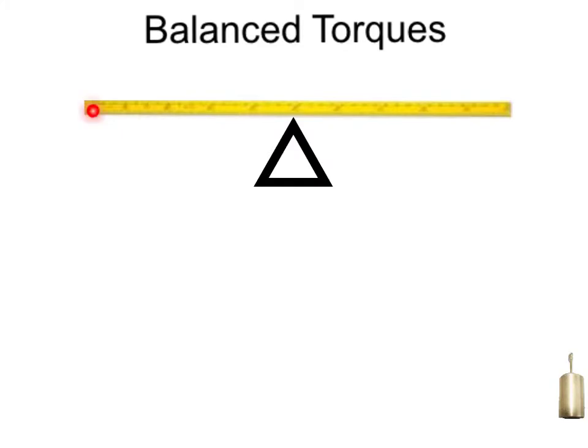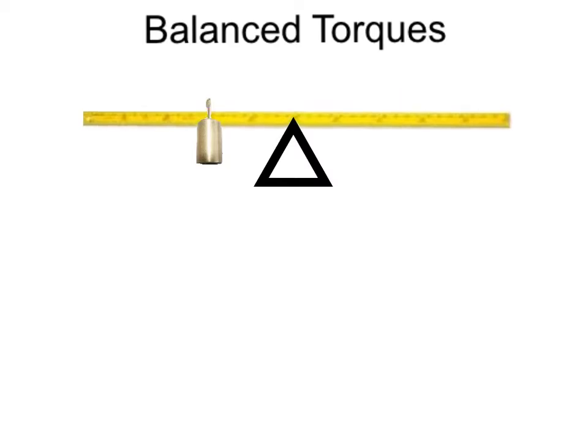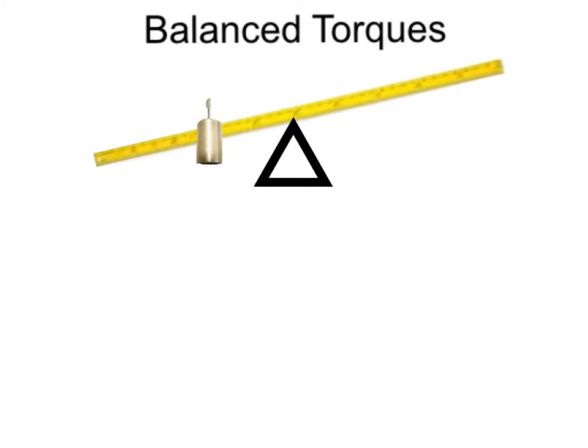Balance torques. Here we have a meter stick on a fulcrum. What do you think will happen if I place this 2 kilogram mass a distance of 20 centimeters away from the fulcrum? Well, this meter stick would then rotate. And we can observe that rotation would be counterclockwise.